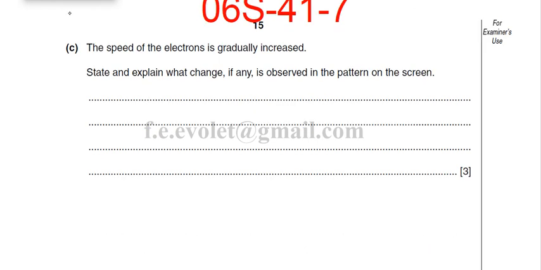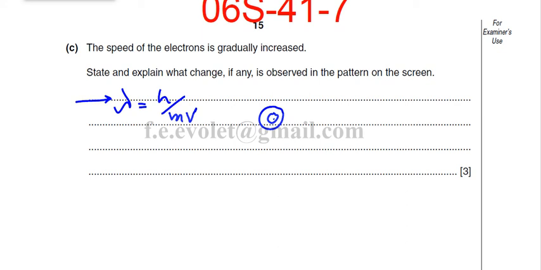Now part C: the speed of the electrons is gradually increased. State and explain what change, if any, is observed in the circular pattern which we observed on the screen. As we increase the speed, the wavelength, lambda equals h over mv, becomes smaller, since the electron has more speed. If the wavelength is smaller, diffraction will be less. So the spreading of the diffracted pattern will be less, and they will be concentric circles with smaller radius, because this time the diffraction will be less.